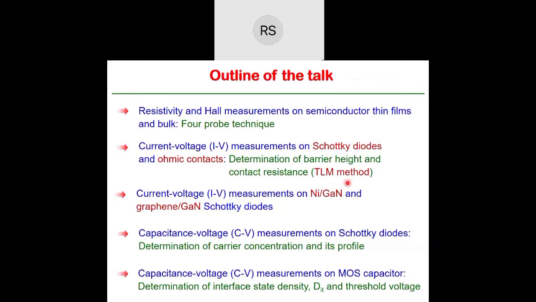And in connection with this one, I will also show you some of the results on the nickel on GaN, so wide band gap semiconductor. I will be telling you about gallium nitride and the Schottky barrier diodes, which we fabricate on these materials. And also a new type of interface structure, that is graphene on GaN.